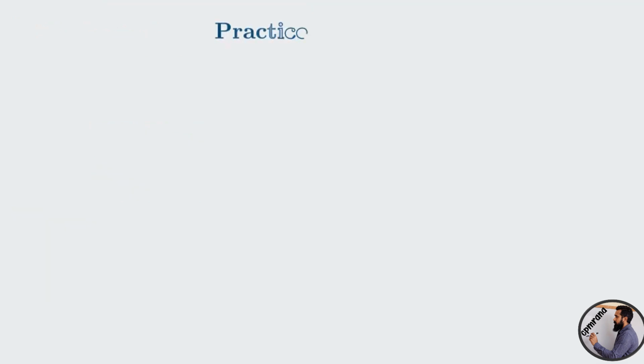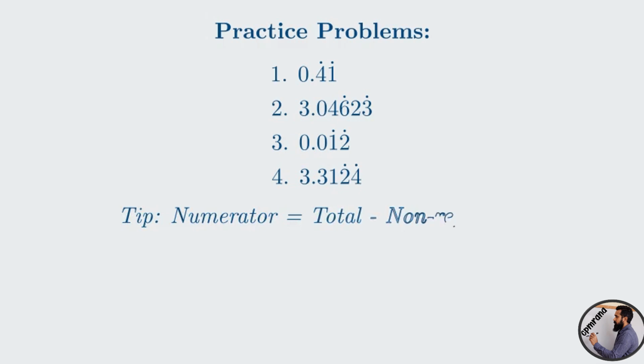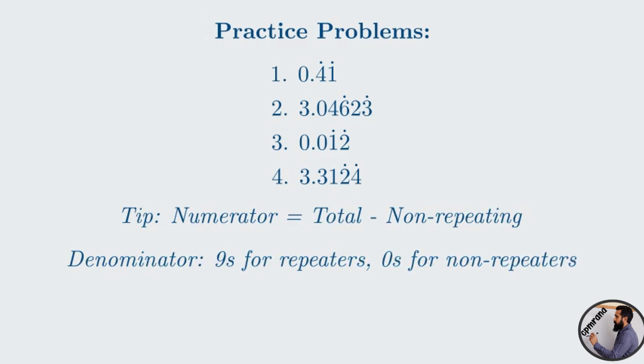Now it is your turn to practice. To truly master this concept, you should try converting these 4 recurring decimals into common fractions on your own, using the methods we just discussed. Take a moment to pause the video and try to solve these. Remember the rules. For the numerator, subtract the non-repeating part from the total digits. For the denominator, use 9s for the repeaters and 0s for the non-repeaters after the decimal.